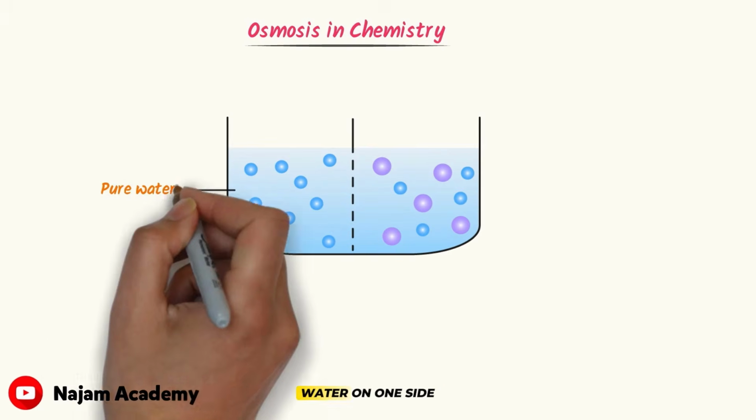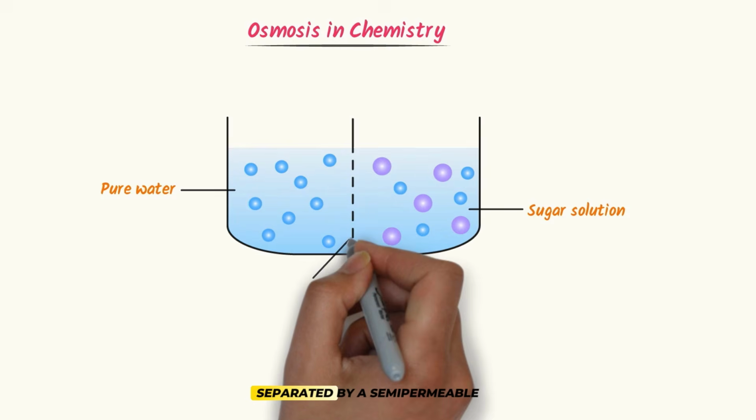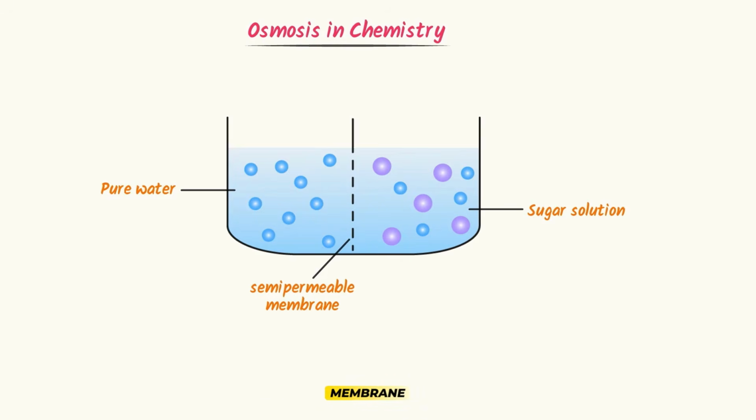Suppose we have pure water on one side and sugar solution on the other side, separated by a semi-permeable membrane. This membrane has small holes that allow only water molecules to pass through, and it doesn't allow big molecules like sugar molecules to pass through. So in practice, only water can move across the membrane. Now let me ask you, can you guess the movement of molecules? Well, it is super easy.